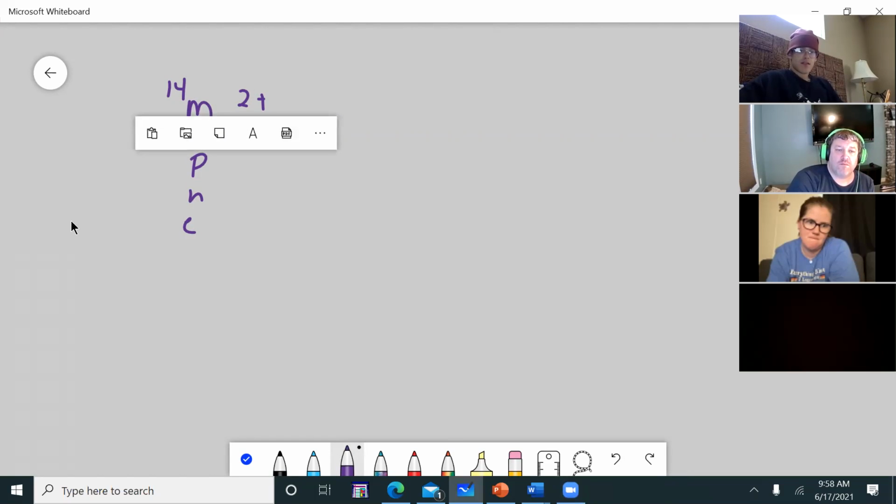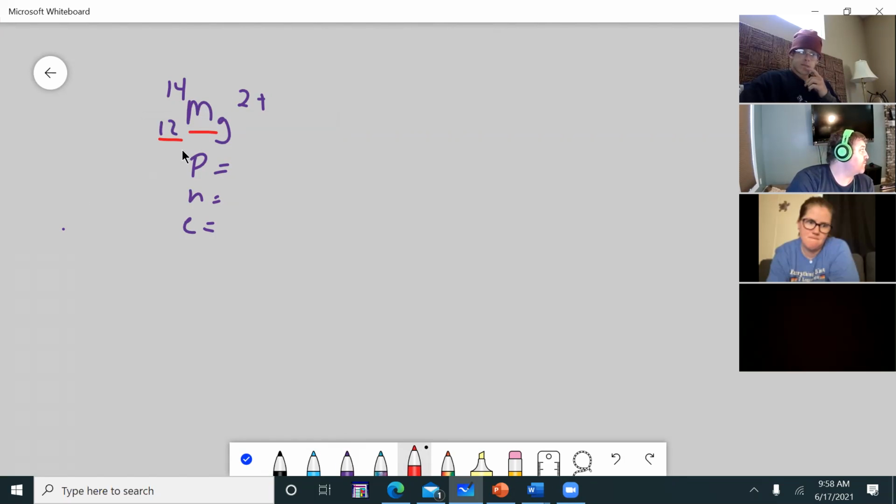Okay, so this one has a lot going on. It's determining what is talking about what, and where. So I'm going to do a color coded thing here. If this is magnesium, the 12 here, those two things correlate to each other. This is the atomic number, it's magnesium, that has to do with the protons. So I'm going to put 12 protons here, the number of protons.